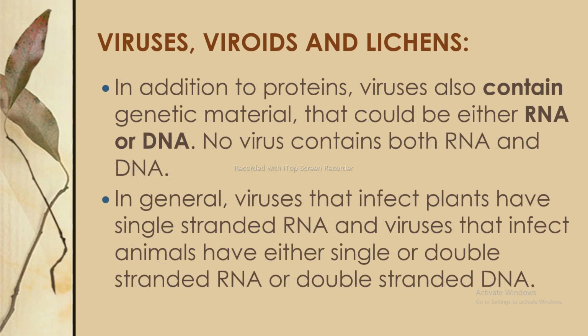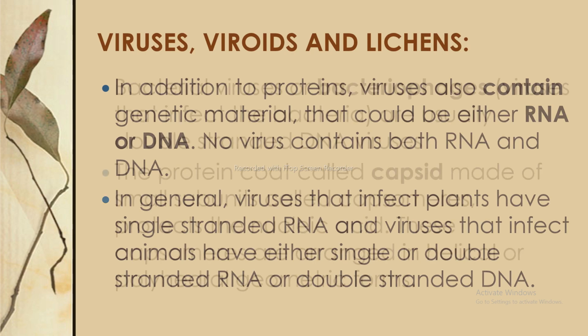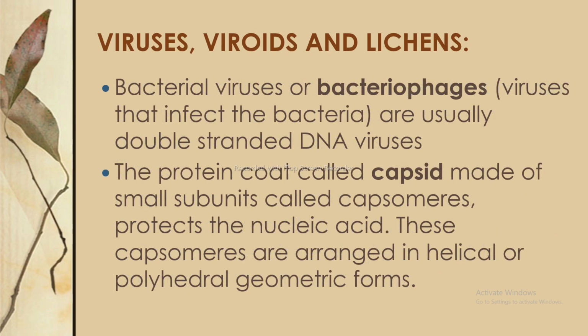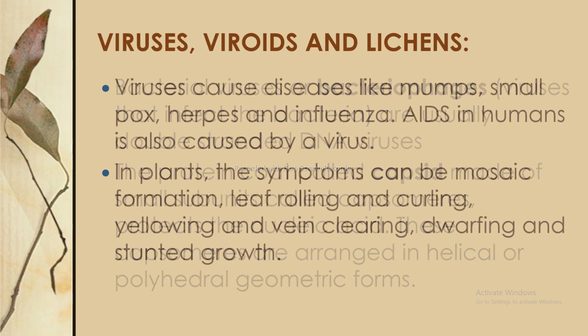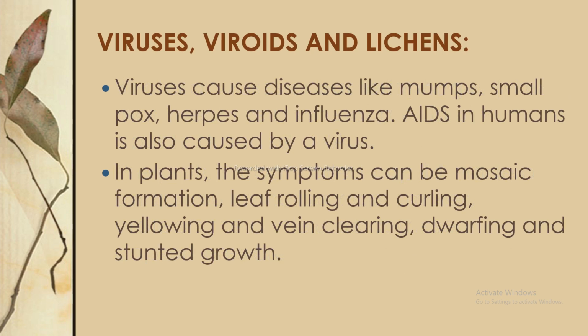In addition to proteins, viruses also contain genetic material that can be either RNA or DNA. No virus contains both RNA and DNA. In general, viruses that infect plants have single-stranded RNA, and viruses that infect animals have either single or double-stranded RNA or double-stranded DNA. Bacterial viruses, or bacteriophages, viruses that infect bacteria, are usually double-stranded DNA viruses. The protein coat called the capsid, made up of small subunits called capsomeres, protects the nucleic acid. These capsomeres are arranged in helical or polyhedral geometric forms. And viruses cause diseases like mumps and smallpox.